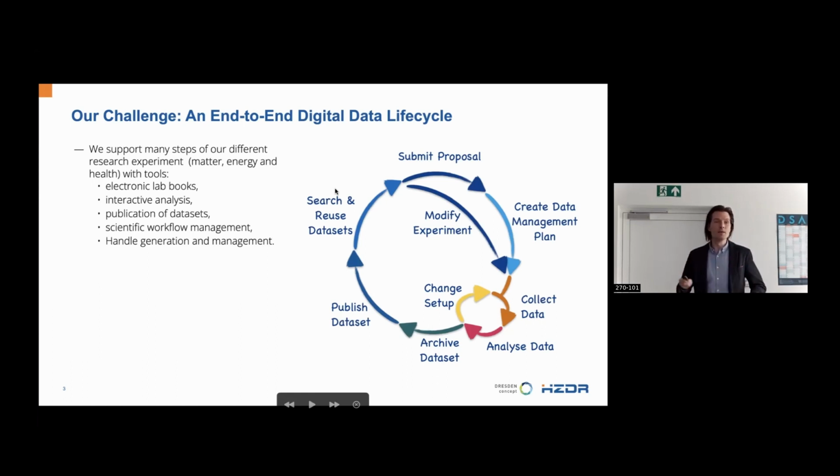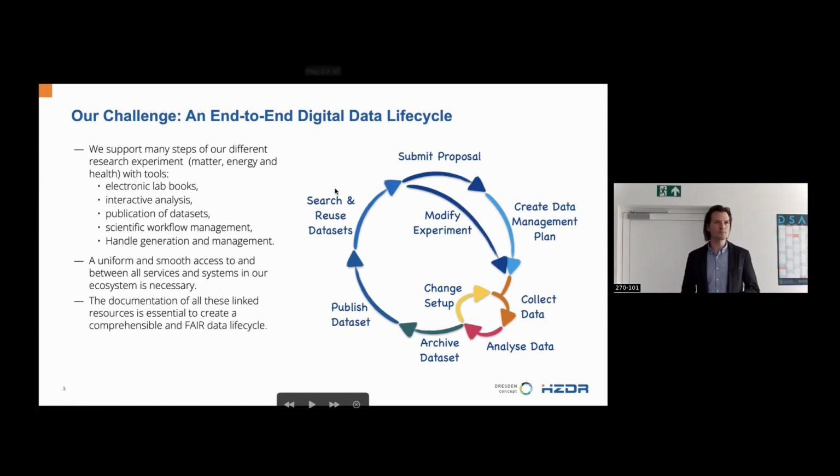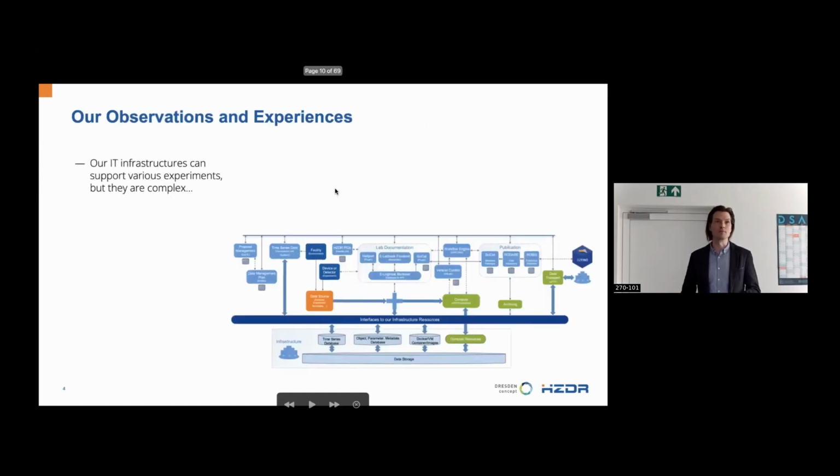That is the idea. And we need in the end a uniform and smooth access between all these different services and systems involved in our ecosystem to make research and the work with the digital research projects easier for our scientists, especially for our visiting scientists who come here to measure things and then they disappear. They have to use our infrastructure, and they also have to store the data on our infrastructure, so they should know about the infrastructure. And we need a documentation of everything.